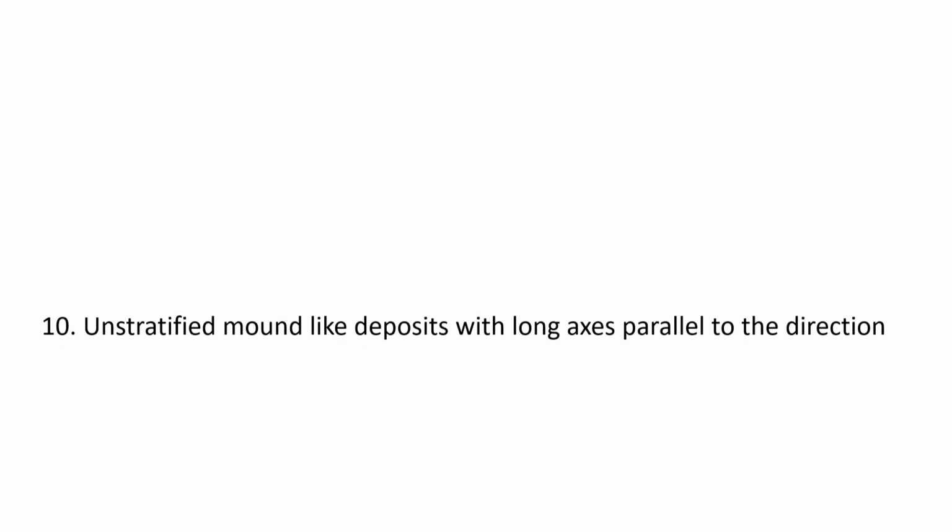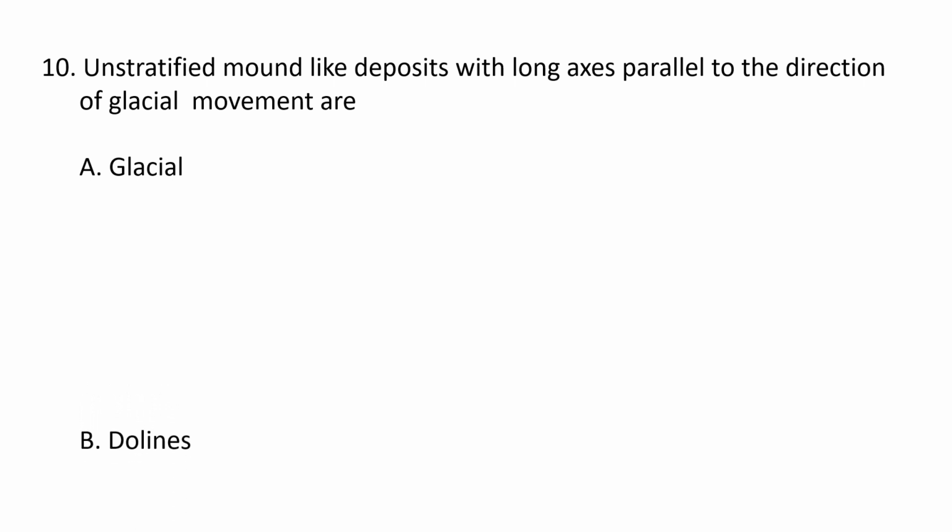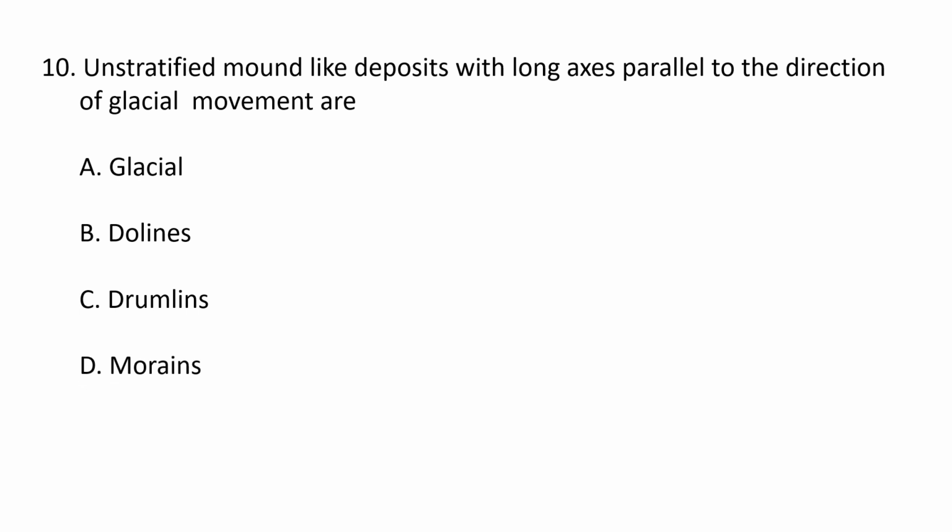Next question. Unstratified mound-like deposits with long axis parallel to the direction of the glacial movement are A. Glacial, B. Dolines, C. Drumlins, and D. Moraines. So unstratified mound-like deposits with long axis parallel to the direction of glacial movement are known as drumlins. Drumlins are oval-shaped hills largely composed of glacial drift formed beneath a glacier or ice sheet and aligned in the direction of the ice flow. C. Drumlins is the correct answer.